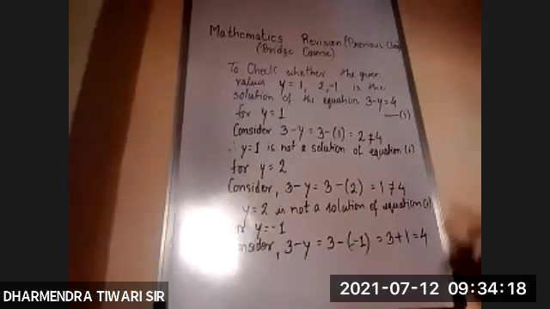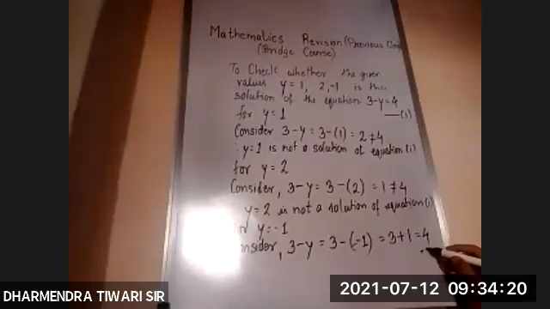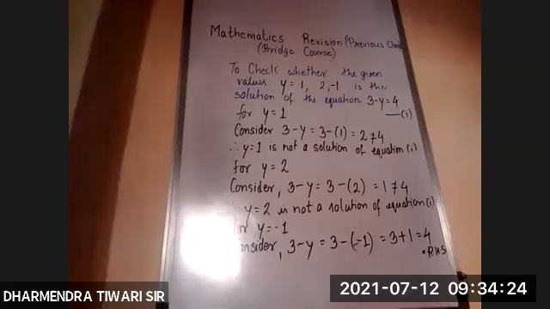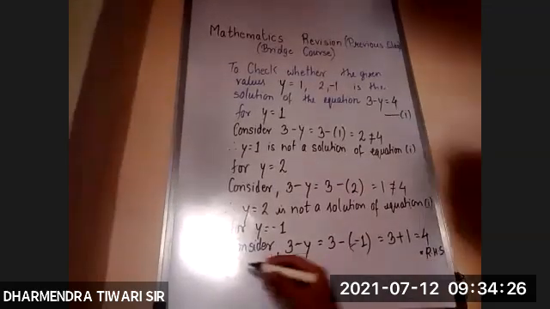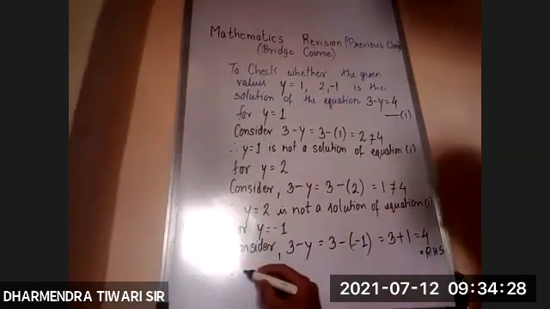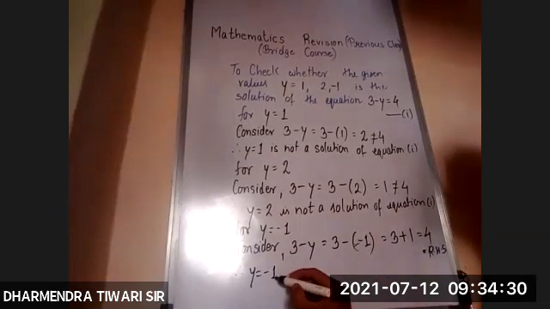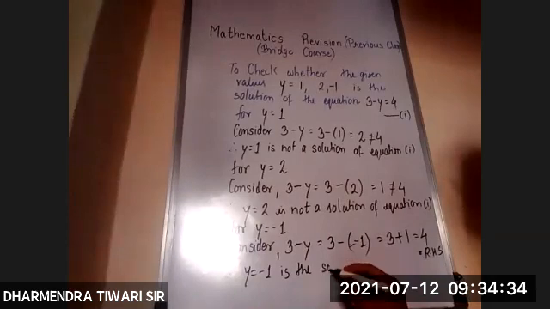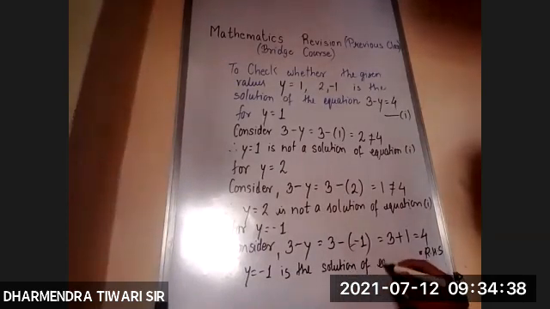And 4 is equal to what? Our right hand side. Yeah, exactly. So therefore, y equal to -1 is the solution of equation 1. Done.